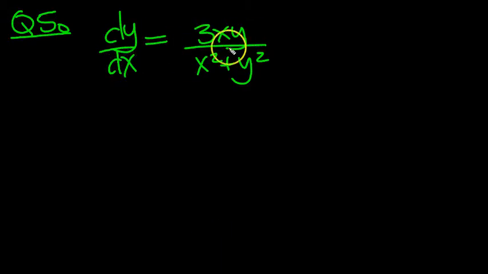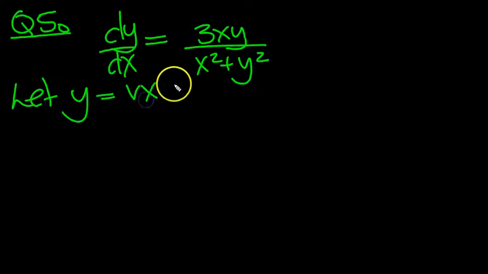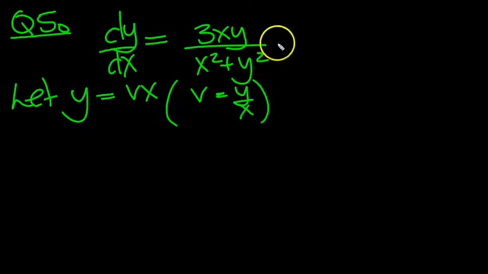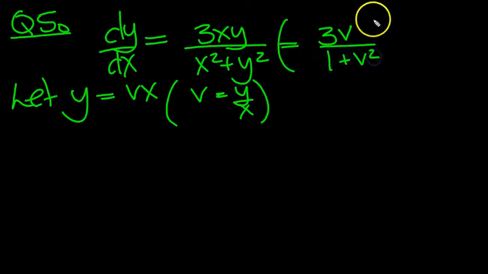dy/dx equals 3xy over x squared plus y squared. So it's a homogeneous equation, so let y equal vx, or in other words, v equals y over x. In that case, if we divide by x squared top and bottom, we'll have 3y over x on the top, which is a v, and then dividing by x squared on the bottom, we get 1 plus v squared. That's what we've got. Let's get dy/dx as well then.